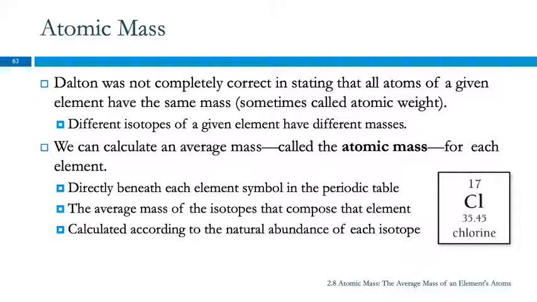So if we look on the periodic table, directly under the element symbol, and here's the square for chlorine, Cl, and underneath is a number that's not a whole number. This is the average atomic mass of all the isotopes that compose that element. So there is no chlorine atom that weighs 35.45 atomic mass units. But if you take a bunch of them and look at the average mass, the average will be 35.45 atomic mass units. And these values are calculated based on the natural abundances of each isotope.